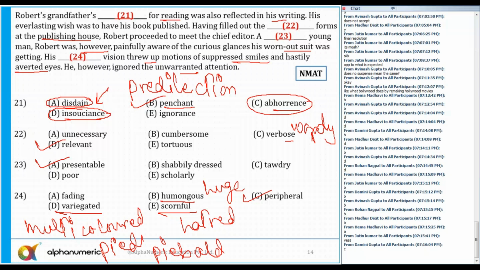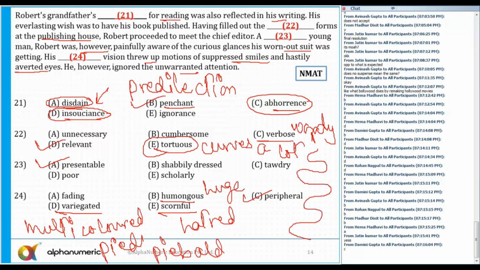Tortuous. If something is tortuous, that means it has lots of twists and turns. It curves a lot. Tortuous, like this, like this, like this, like this. Tortuous. All the other words I think you already know. Please take a look.